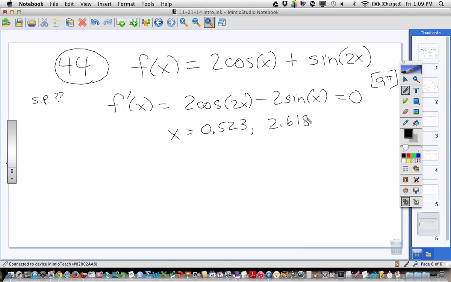Just use those decimals. Okay, so we just answered the first question. Are there any stationary points? We just found them, right? And that's what we would write. x equals 0.523 and x equals 2.618. Those would be our stationary points. Okay? And we've shown how we got them. We did the derivative. We set it equal to 0. But we let the calculator solve it for us, which is fun. Okay, Jacob Roland, what's the next question?